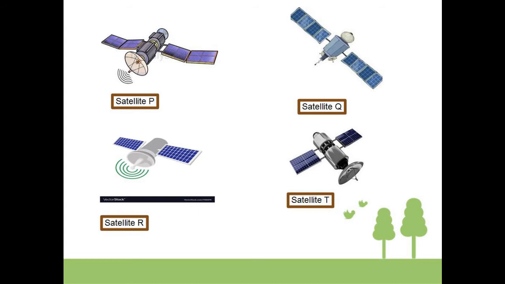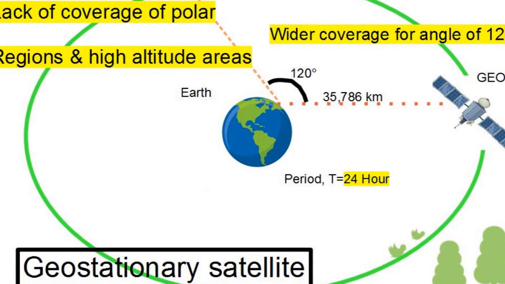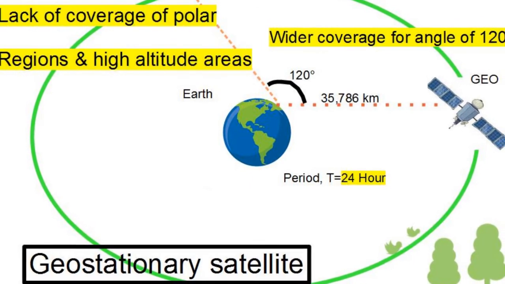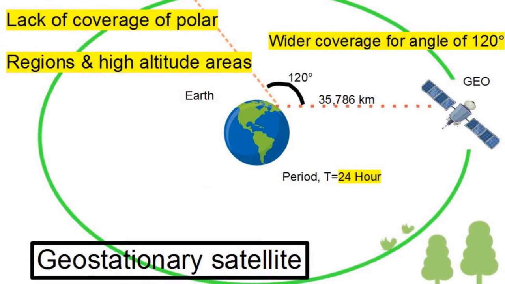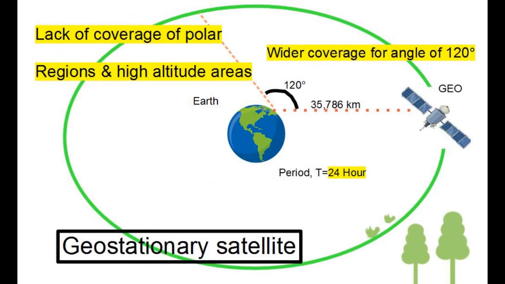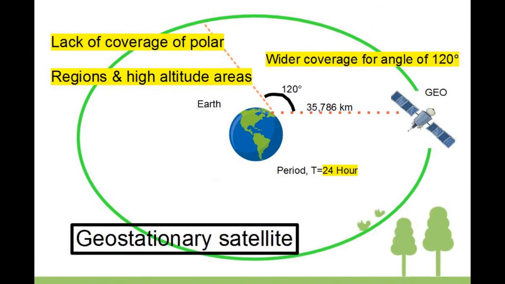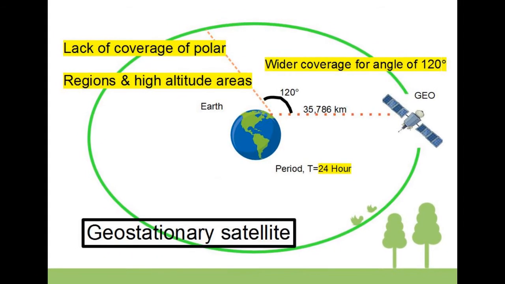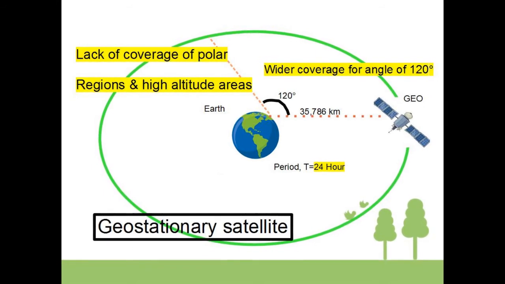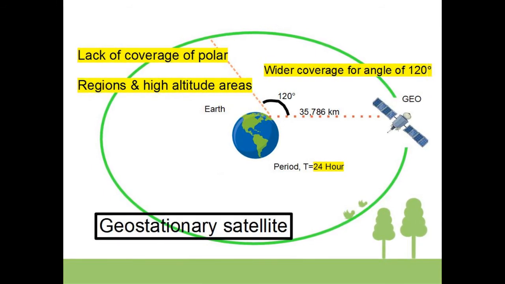Satellite P and satellite R both are geostationary satellites. Satellite P has a smaller angle of coverage, which is 80 degrees, as compared to R, which has 120 degrees and a wider area of coverage. However, both of these geostationary satellites have limitations. They cannot cover the higher altitude areas such as the polar regions, the South Pole and the North Pole. Both of them orbit around the Earth for 24 hours a day, just like the Earth rotates about its axis.